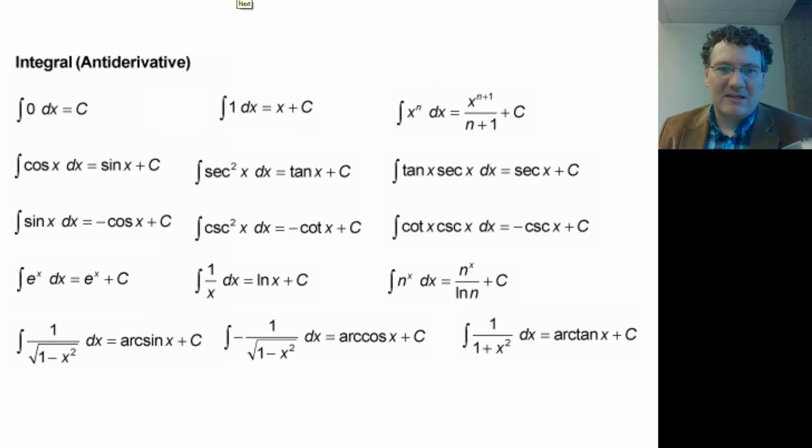Here's a table of some of the antiderivatives that come from what we've seen. Now you see that in all of these you have this plus c added to the end, and the reason is because when you take the derivative, any constant is not going to appear in the derivative. So any value could be put in for c. For example, the integral of x squared dx would be x to the third over 3 plus some constant.